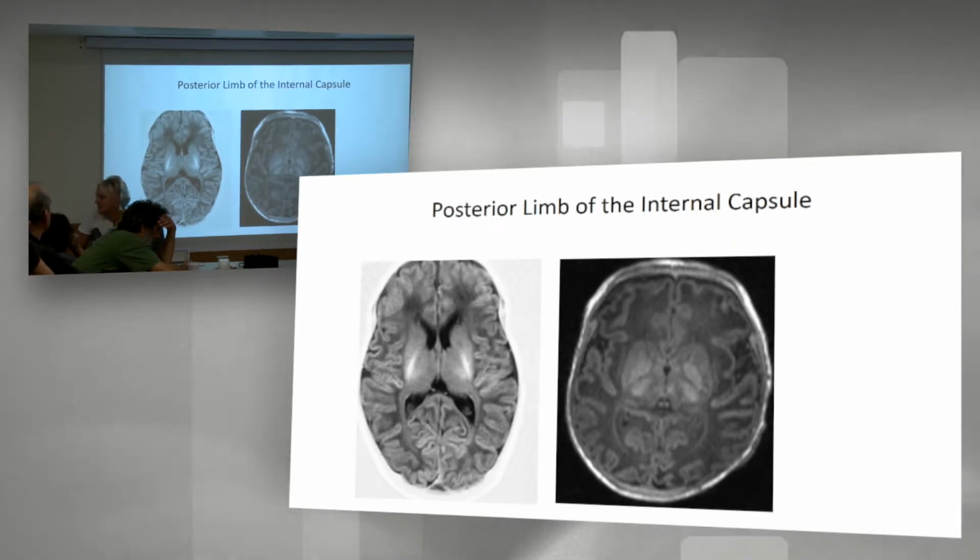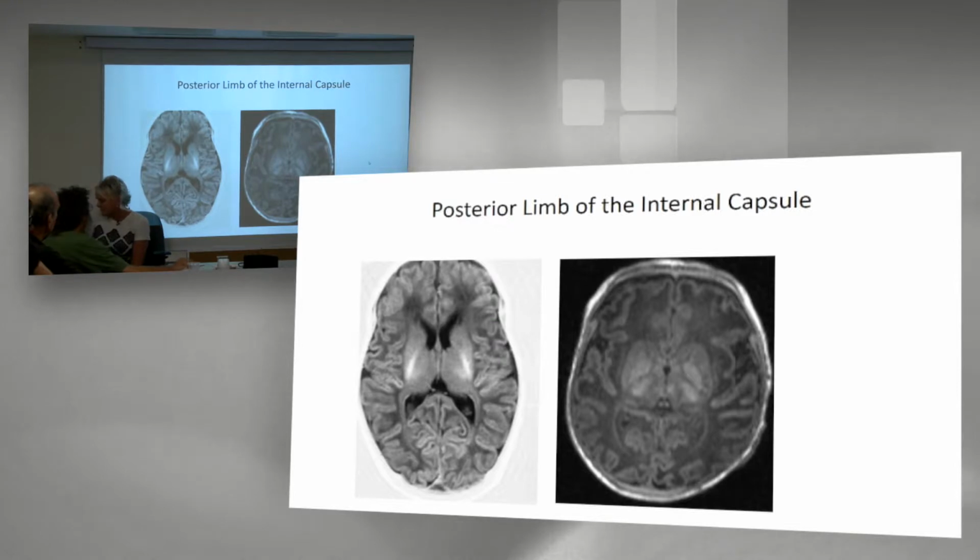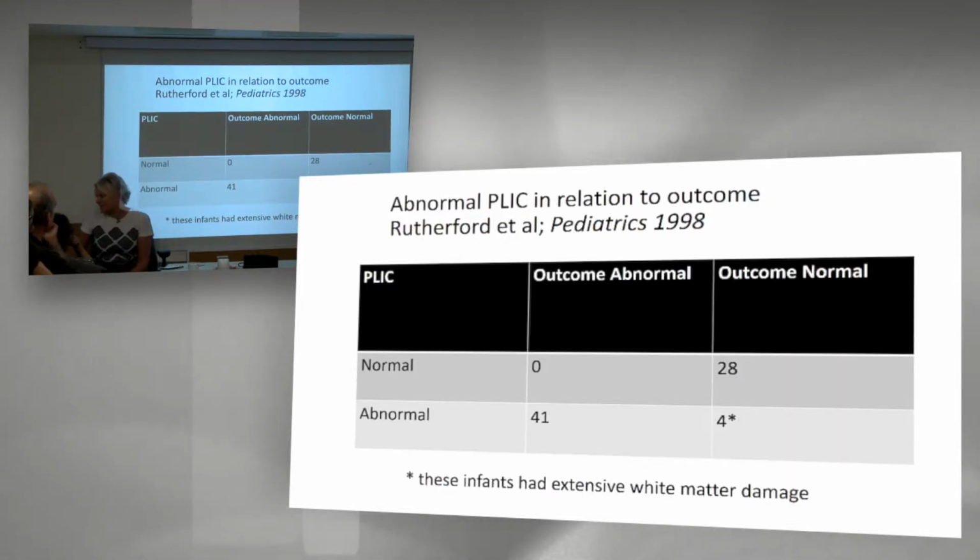This again is what a posterior limb of the internal capsule should look like. These two bright train tracks coming through here, and this is when it has been lost, you can see here. And Mary Rutherford was the first to note the strong association with just this single sign with the presence of cerebral palsy, and that if the PLIC was absent, then the chances of an abnormal outcome were universal.